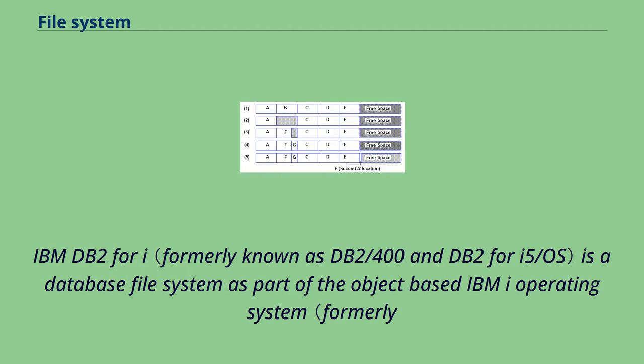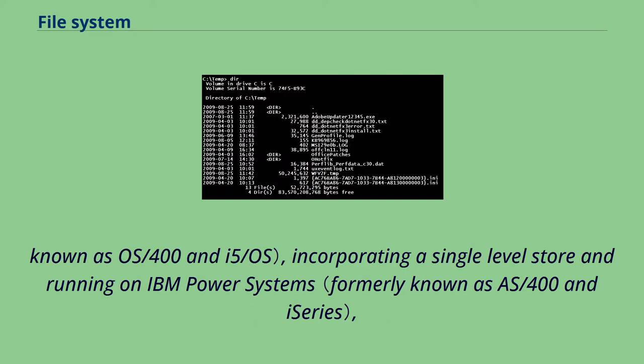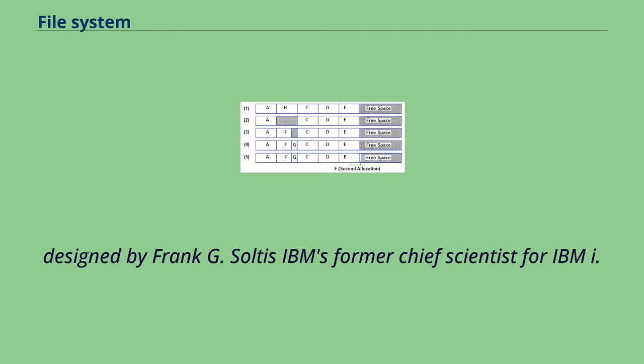IBM Db2 for i is a database file system as part of the object-based IBM i operating system, formerly known as OS/400 and i5/OS, incorporating a single-level store and running on IBM Power Systems. Designed by Frank G. Soltis, IBM's former chief scientist for IBM i.